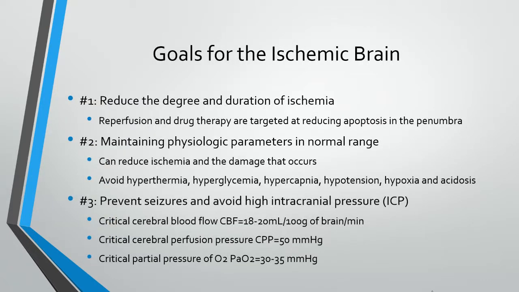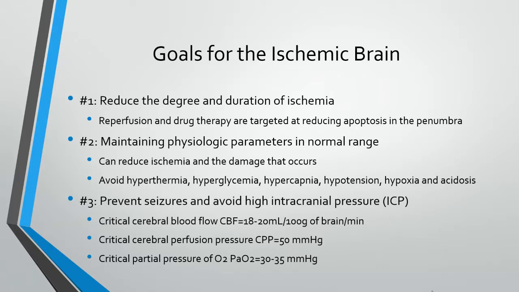So the goals that we try and accomplish when we're dealing with an ischemic brain are obviously to reduce the degree and the duration of the ischemia. Like I was just discussing, trying to decrease the insult to the penumbra so that we decrease that severe ischemic area. Things that we can do is obviously get blood flow back to the area, whether that be from surgery or from giving medications. All we want to do is try and get blood flow back there as quickly as we can.